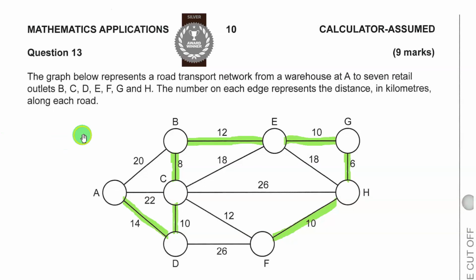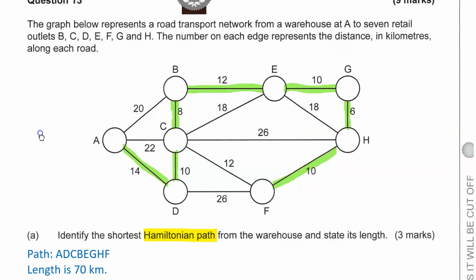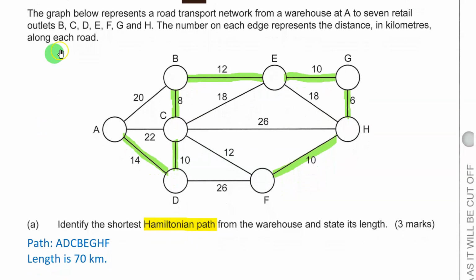So question 13, and this is our silver award winner for the dodgiest question on the exam. Let's go see why. If we scroll up a little bit here, we've got a graph, and part A says identify the shortest Hamiltonian path from the warehouse, which is at A over here, and state its length. A Hamiltonian path means we've got to visit all the vertices once. It's a path, so we mustn't end up back at A, and that's about it.